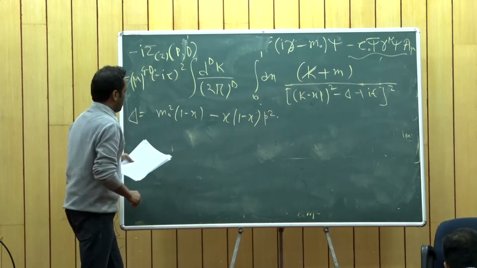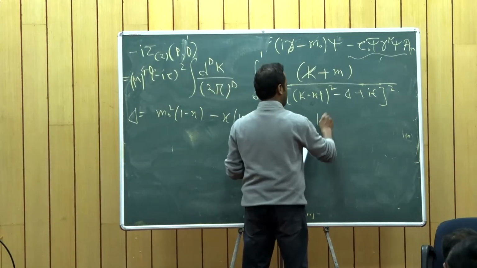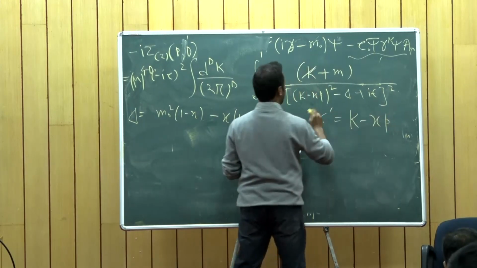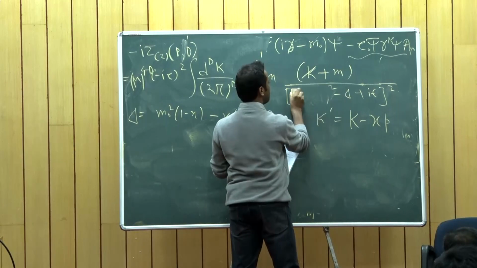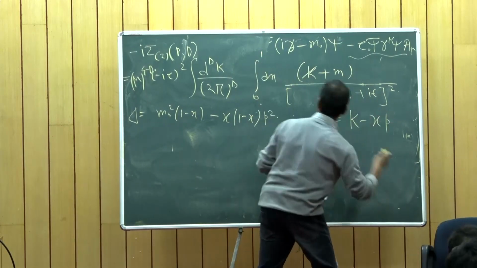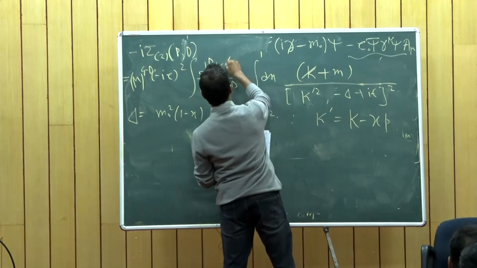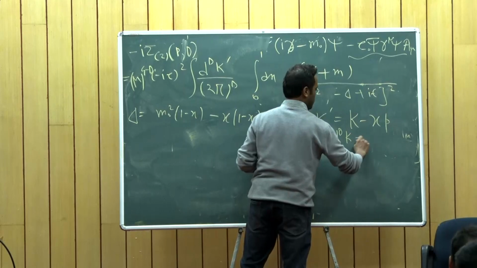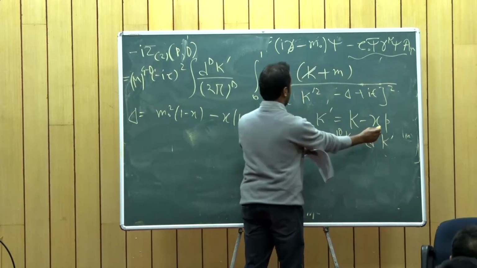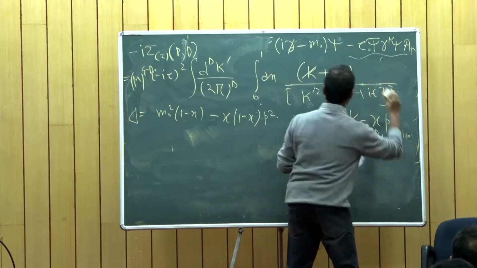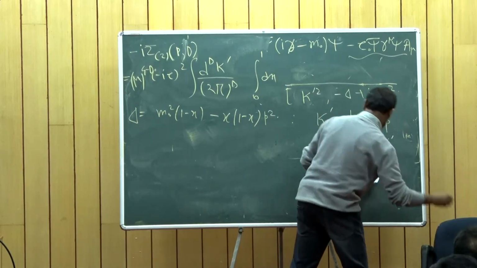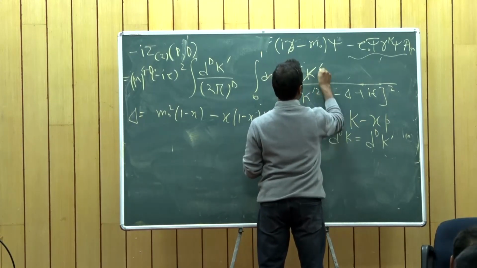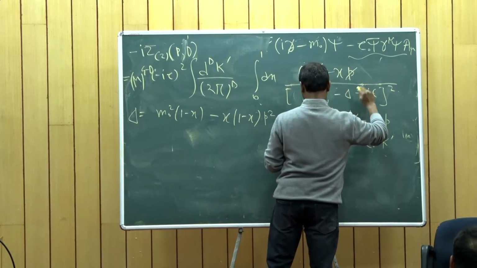Okay. So let me just define this shift, k prime equal to k minus xp, and if you do that, I can replace this with k prime square. This is d4 k prime, because under this shift d4 k goes to d4 k prime, and this shift also gives an extra contribution in the numerator, and this is k prime slash plus xp slash plus m naught.